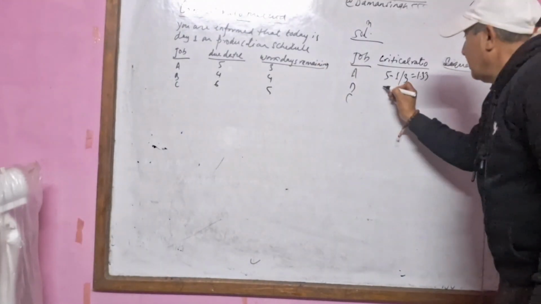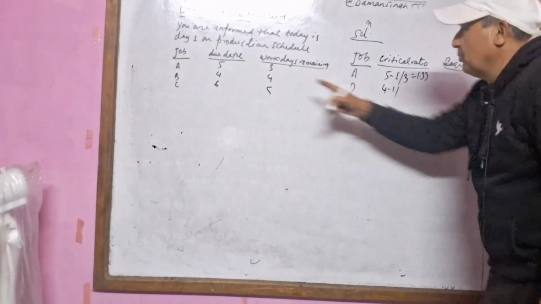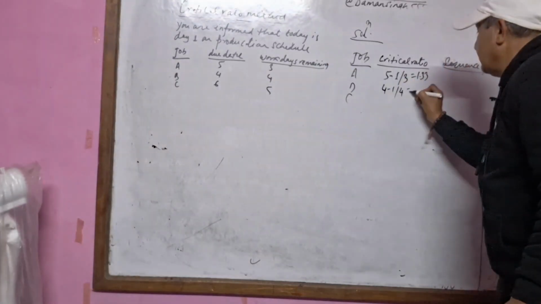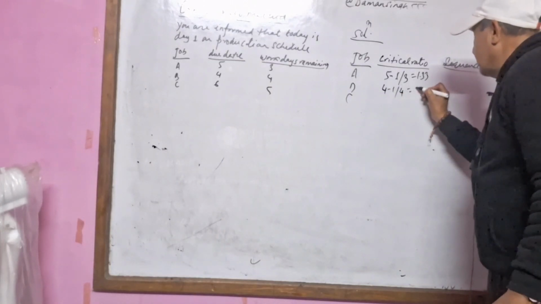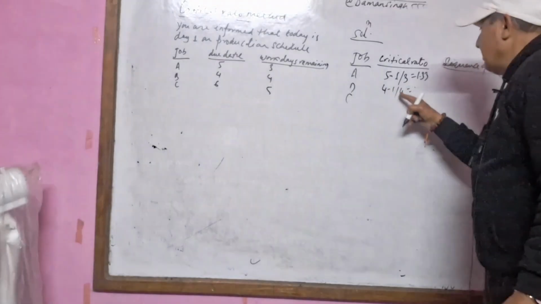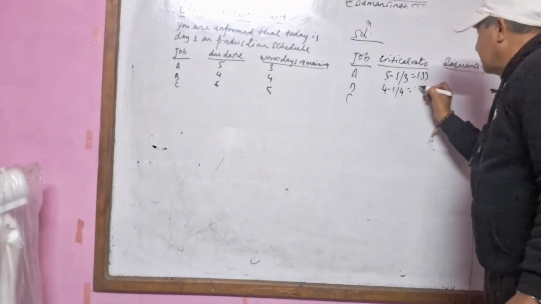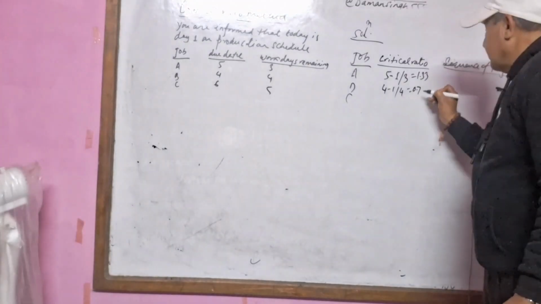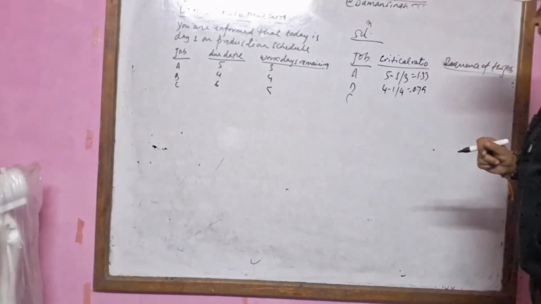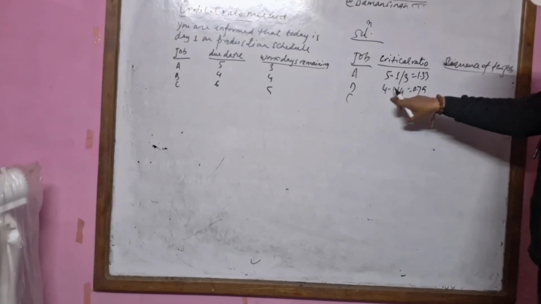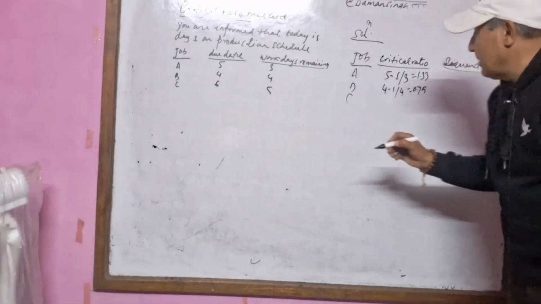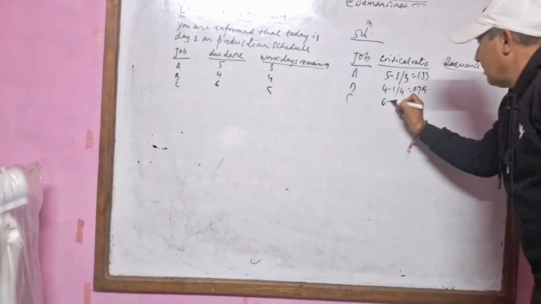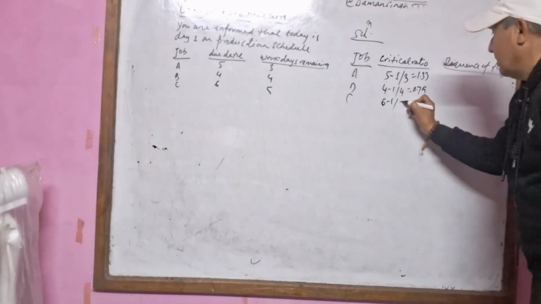And the next one: 4 minus 1 divided by 4. That is 3 divided by 4. What is the value of 3 divided by 4? It is 0.75. And the next one, what is the value? 6 minus 1 divided by 5, that is 1.